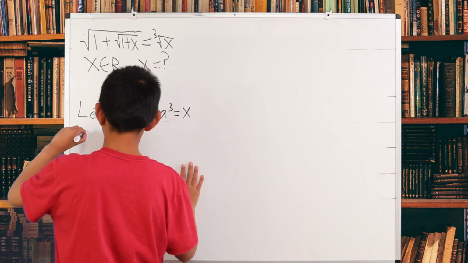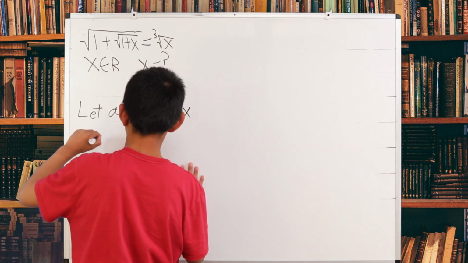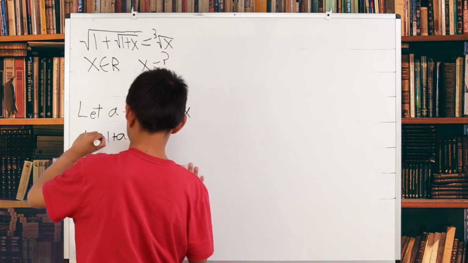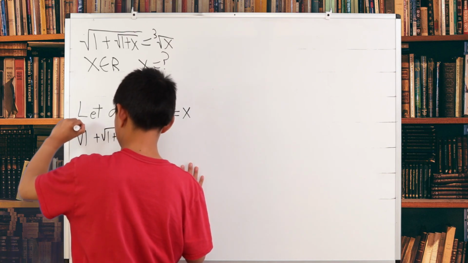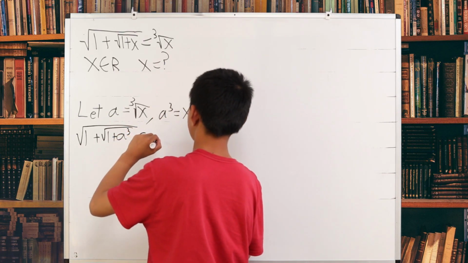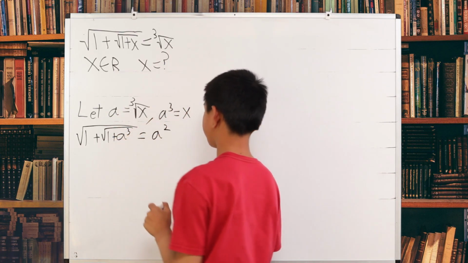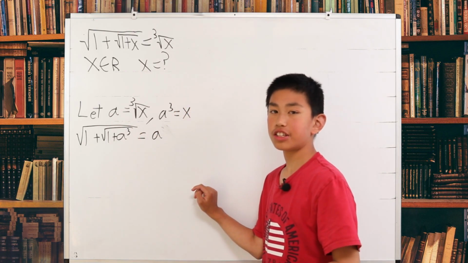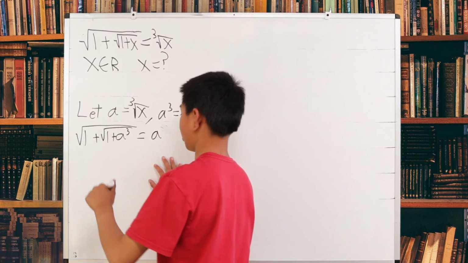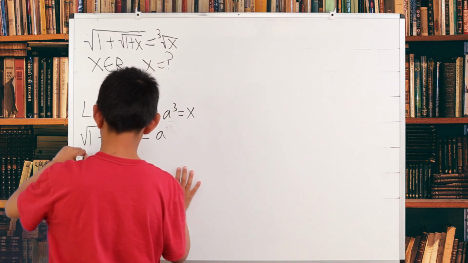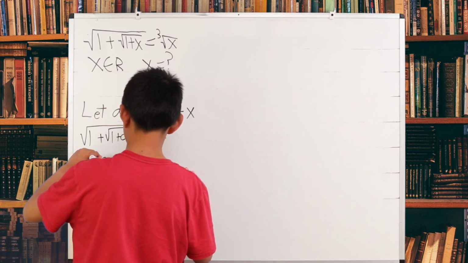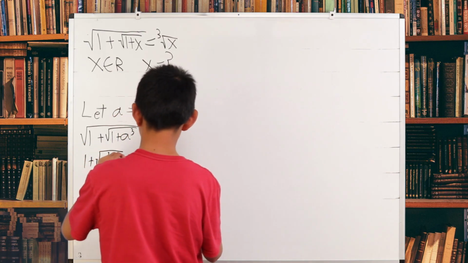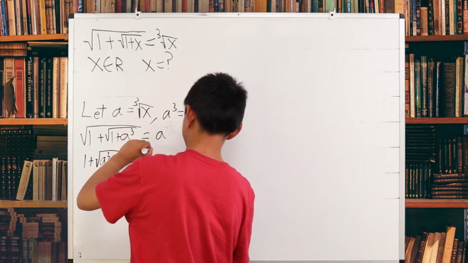So it is now the square root of 1 plus the square root of 1 plus a cubed, because of the x, is all equal to a. But the next step, we're going to get an a squared by squaring both sides. So it's going to be 1 plus the square root of a cubed plus 1, I just swapped around the order, is equal to a squared.